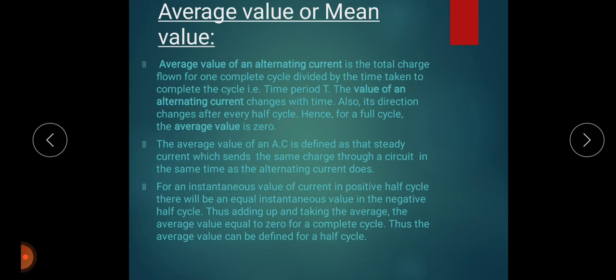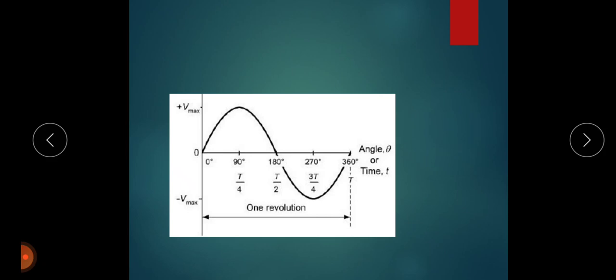So the instantaneous value of the current in the positive half cycle is equal to the instantaneous value of the current in the negative half cycle. Here, the instantaneous value of the current or voltage in the positive half cycle is equal to that in the negative half cycle. So the sum of these two, the positive half cycle and the negative half cycle, gives the value 0.